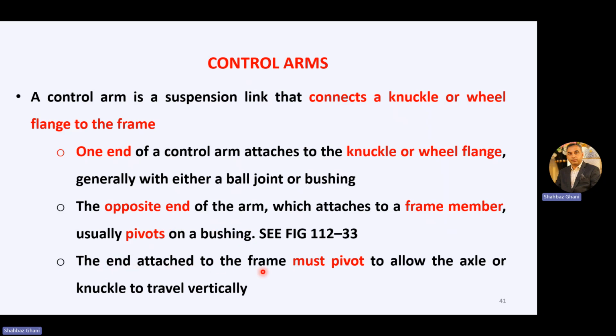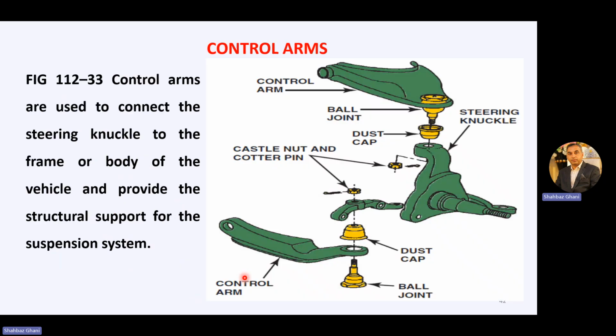The end that attaches to the frame must pivot to allow the axle or knuckle to travel vertically. So the end which is attached to the frame must have the capability to pivot to allow the axle or the knuckle to travel vertically while the vehicle is in movement. Now, control arms are used to connect the steering knuckle to the frame or body of the vehicle and provide the structural support for the suspension system.